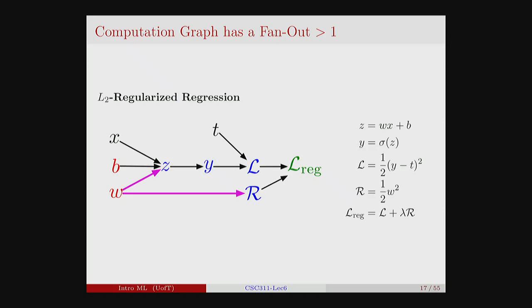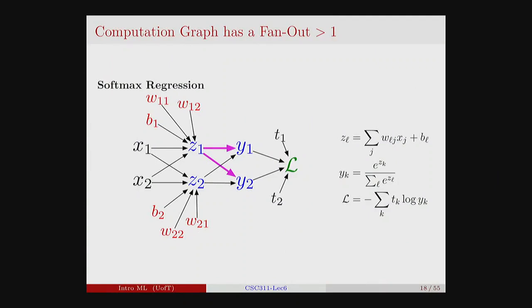Okay, so any questions about how we added 2 new nodes into our computational graph to incorporate the fact that we're learning a regularized model here? All right.